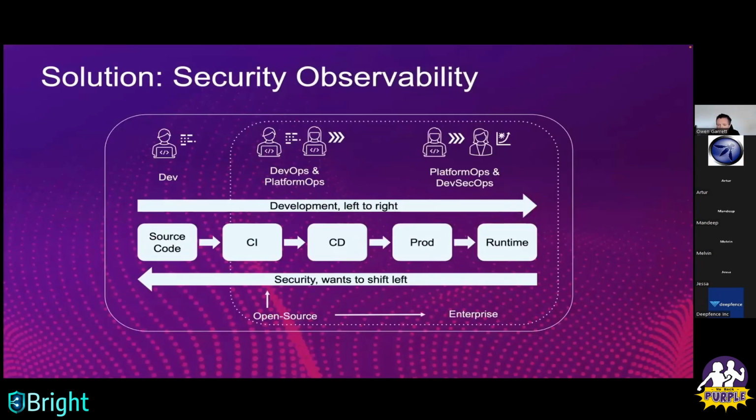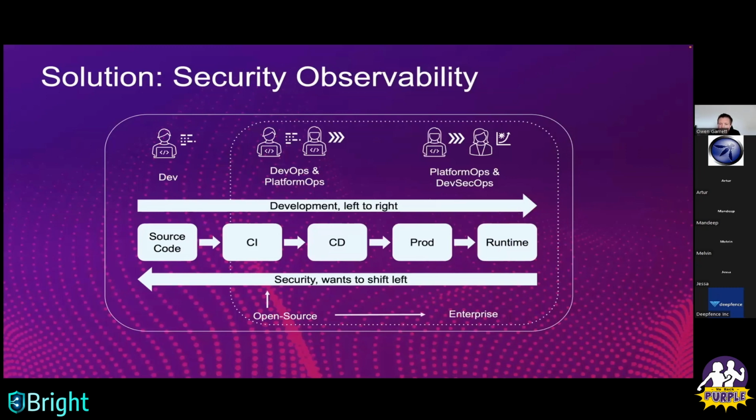Security wants to be able to shift left. Security starts at runtime and needs to be able to shift in towards production, CD, CI, and the source code. And development needs to be able to extend their ability to observe and control what's happening to the right. We want to provide, with the open source tools we have, the capability to observe what's happening at each of these stages with a particular focus on production and runtime.